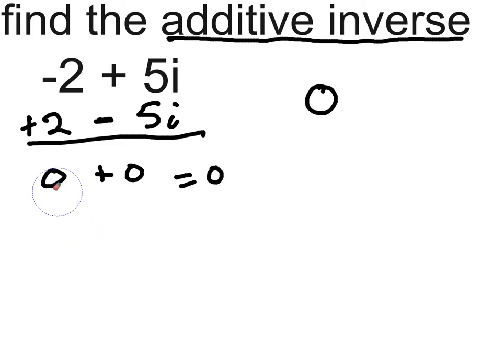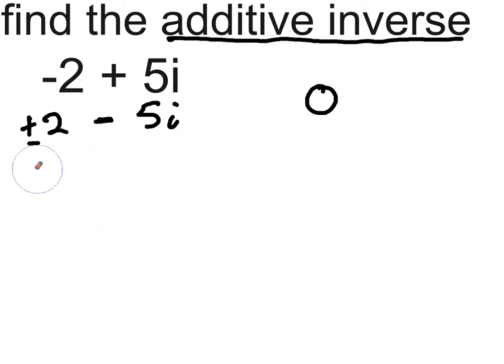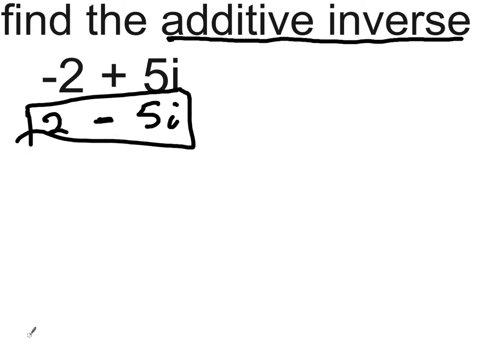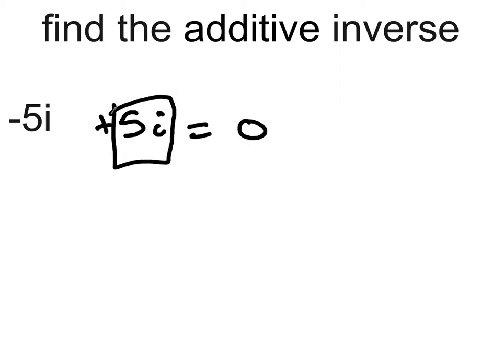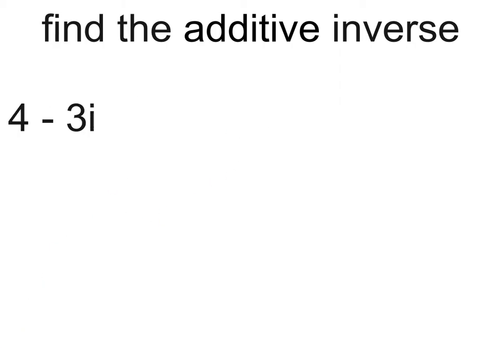So the additive inverse of negative 2 plus 5i is 2 minus 5i. The additive inverse of negative 5i is just positive 5i. If you add those together, you get 0. So here's the additive inverse. I'll do that in an extra help video if you need it, but that's it for complex numbers.